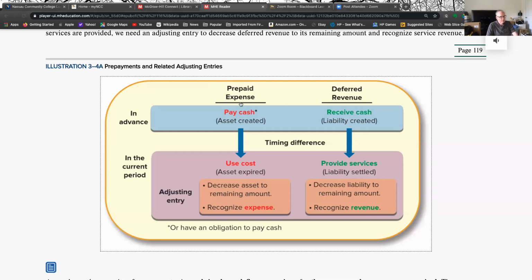So if we pay for something in advance, an asset is created. As time goes by, the asset expires, and that's the adjusting entry, debit expense, credit asset. When it comes to deferred revenue, we get paid in advance. Debit cash, credit liability. A liability is created. When the services are provided, the liability goes away. Debit liability, credit revenue.